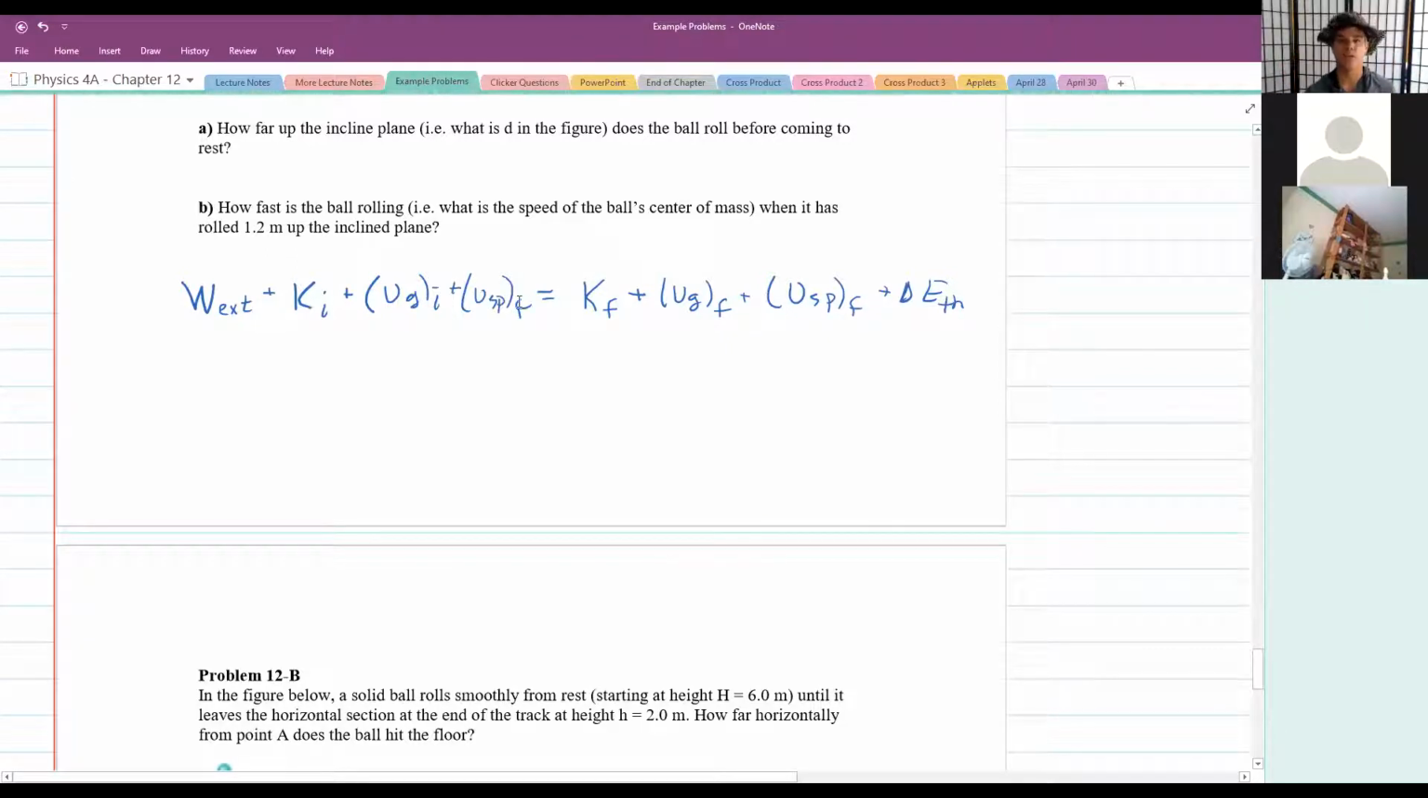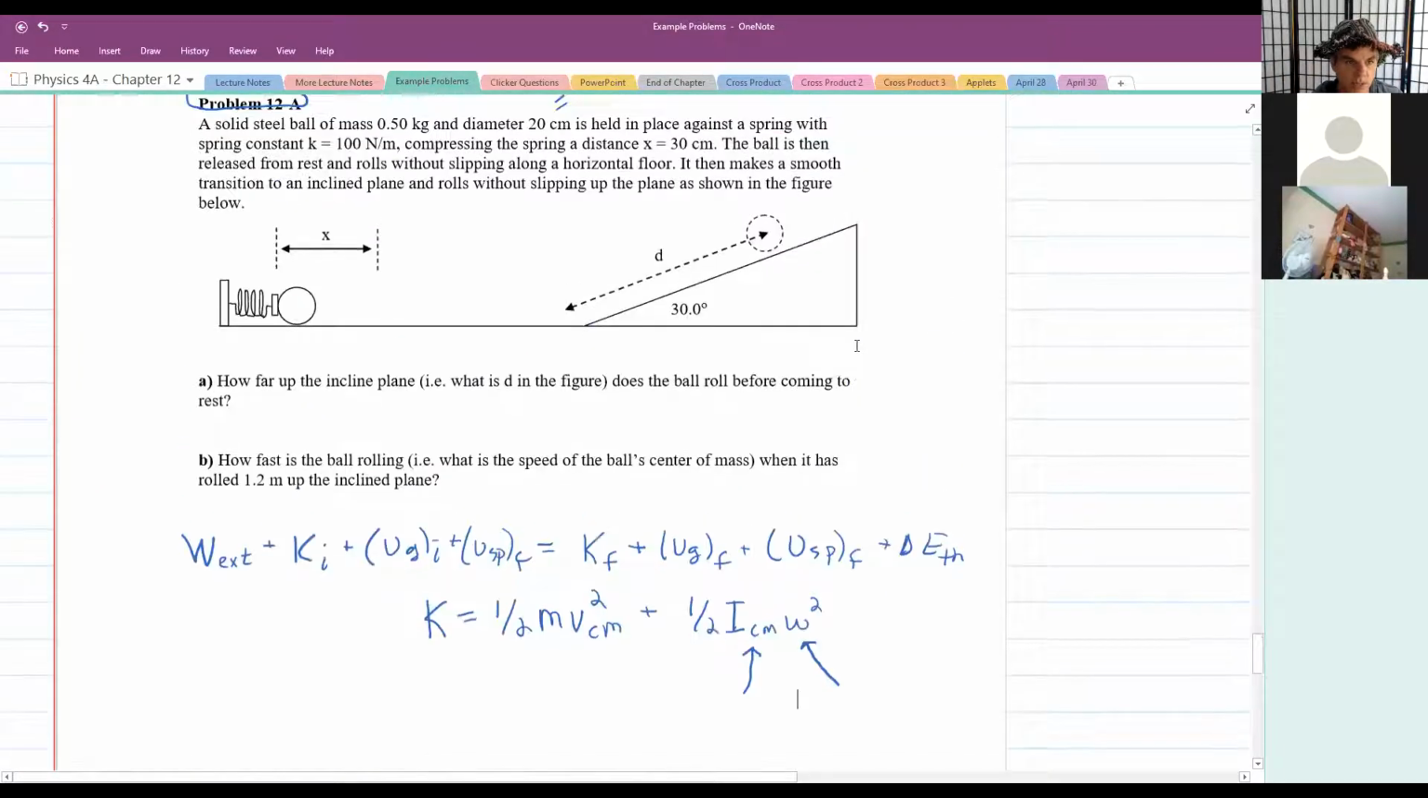Same exact equation as before, but now if the object is rolling, these kinetic energy terms have to include both the translational kinetic energy and the rotational kinetic energy. So now my K is going to be 1/2 m v_cm squared plus 1/2 I omega squared. And again, ultimately, that's just going to turn into something times m v squared once you replace I with whatever the particular equation is for that object, and once you replace omega with v over r. Okay, so let's look at this problem.